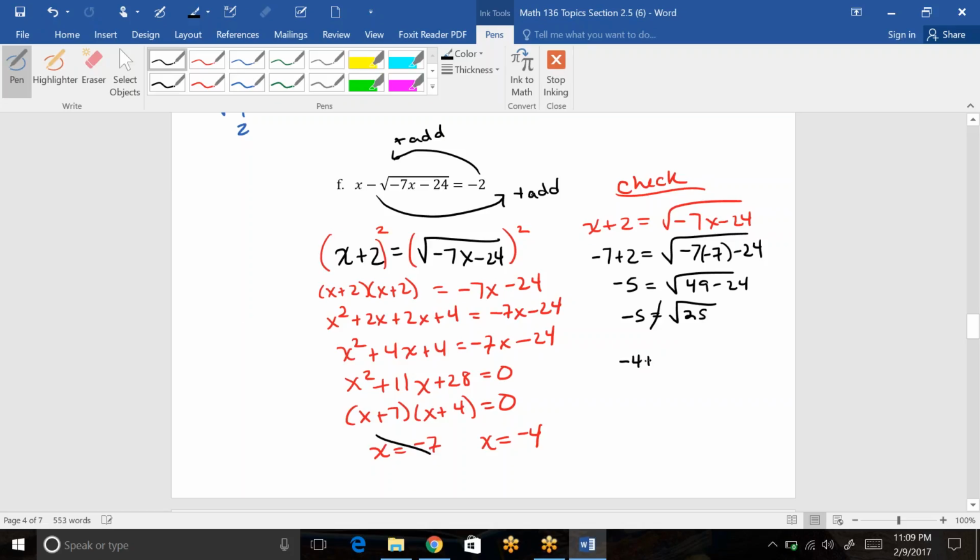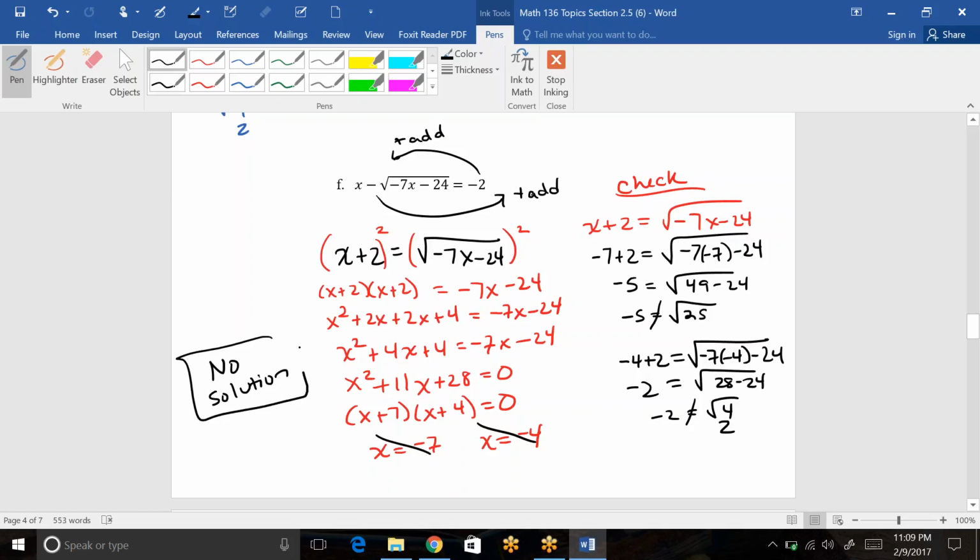And guess what? In this one, negative 4 is also out. I know that right away because it makes this side over here negative. With even roots, that just can't happen. So this is negative 2. This is 28 minus 24, and that gives me square root of 4, but square root of 4 is positive 2, not negative 2. So no solution. It is possible to go through all this work and get neither one of your solutions work.